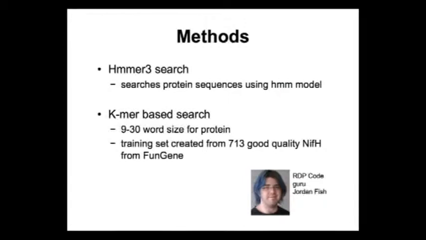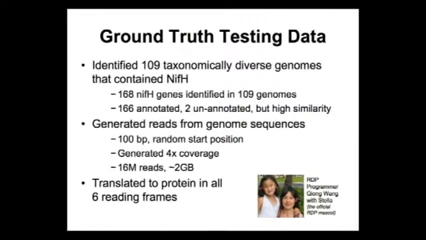So we took 199 taxonomically diverse genomes that contain nifH. There were 168 nifH genes identified in those 109 genomes. 166 were annotated, 2 were unannotated but highly similar. And then we generated reads from the genome sequences. So we basically cut that up as if it was a metagenomic mixture, and then evaluated the outcome from that, as indicated here, translated it into the 6 protein reading frames.